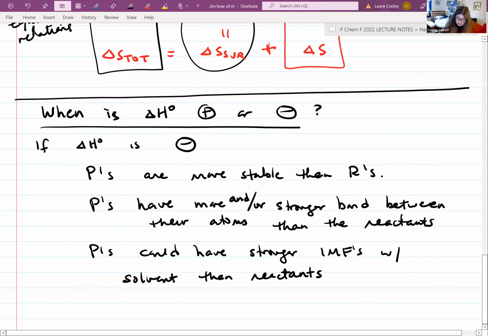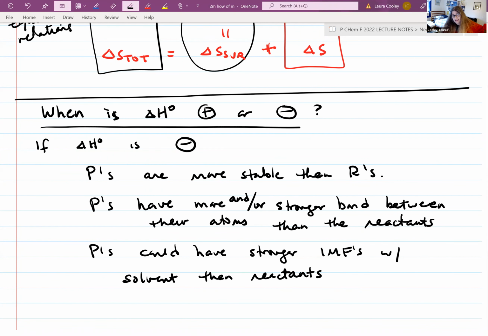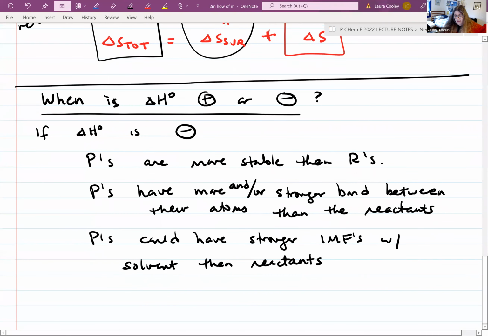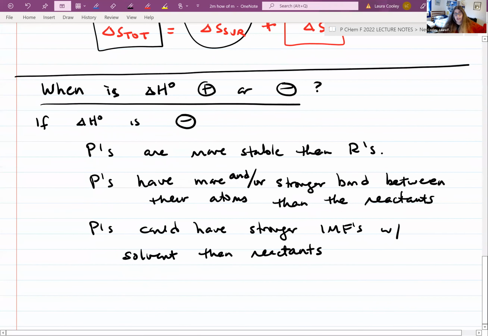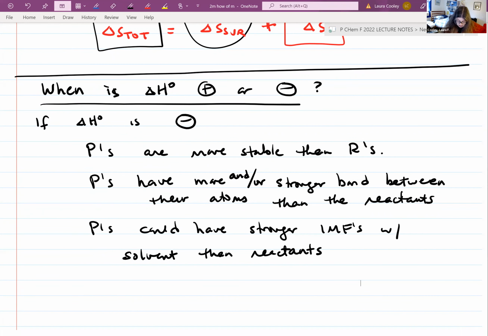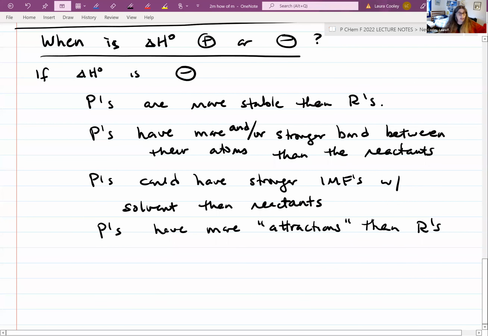Now, I guess I could also have said products have more attractions between them than reactants, because sometimes you don't actually form a bond in a reaction, you just have a stabilizing attraction. So I'm being very vague about what I mean by attractions, because some things are not bonding attractions, they're maybe just electrostatic attractions or something like that.